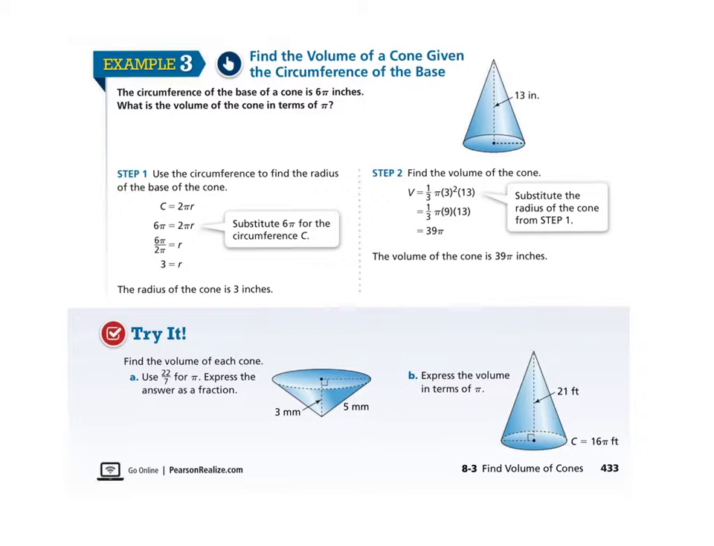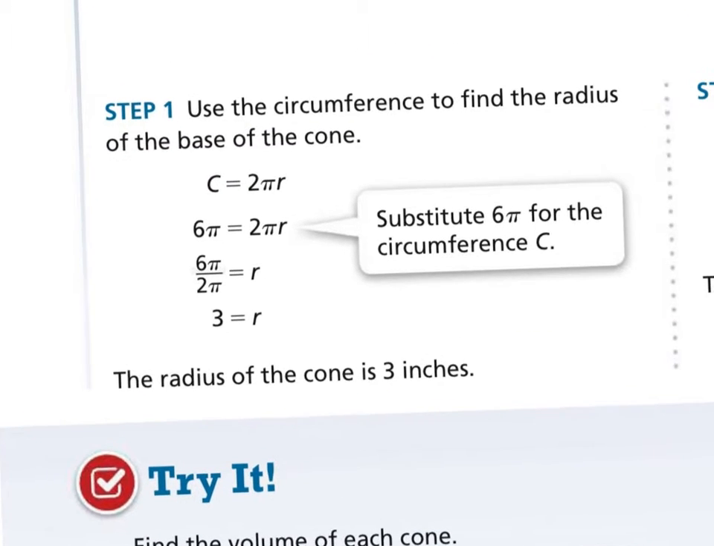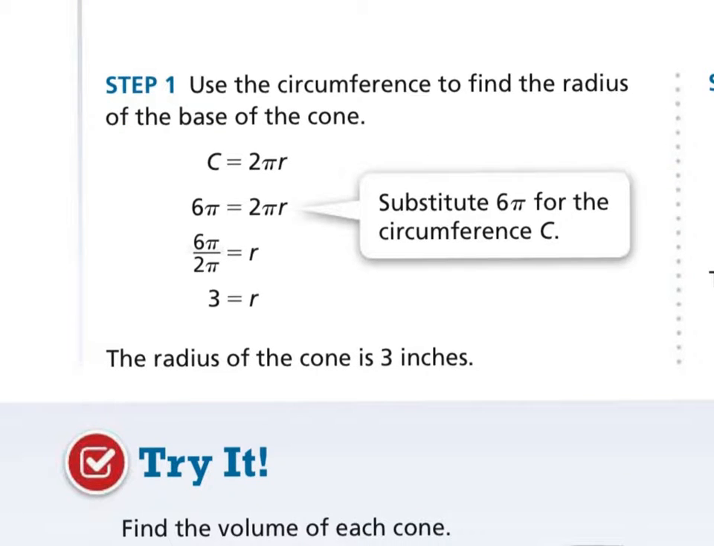Example 3, they're giving us something different. Once again, they are telling us the circumference of the base. Well, circumference, that's not what we need. We need the radius of the base. So to get the radius of the base, we can use our circumference formula. That's not on your reference sheet, so if I give you a problem like this, you could ask me for the formula. I'm not going to make you memorize that circumference formula, okay?